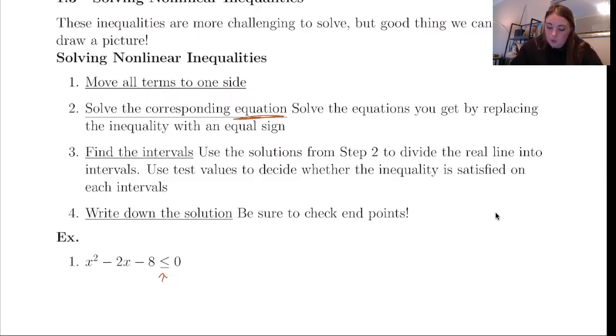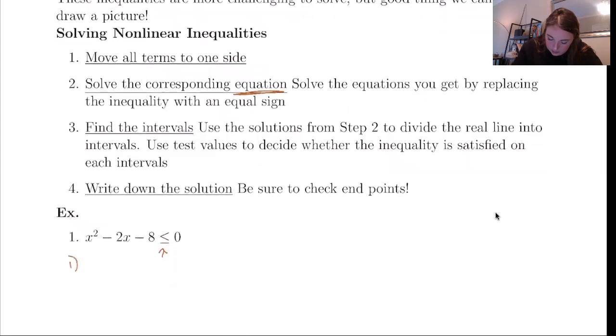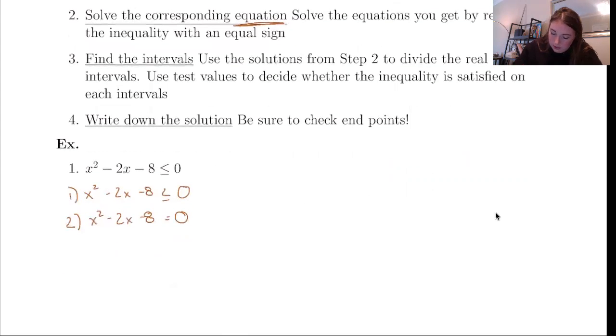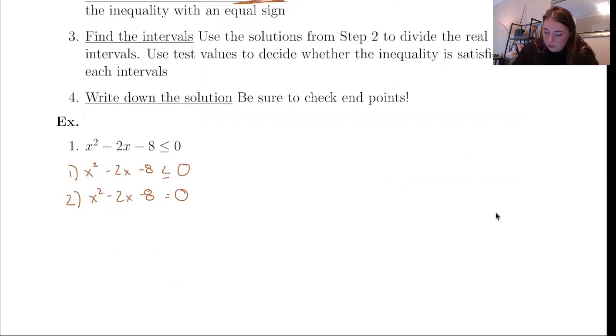So move all terms onto one side. So step 1 is done. We have x squared minus 2x minus 8 less than 0. So I've already moved everything to one side. It was done for me. Now I'm going to solve for when this is an equation. 2 things that multiply to -8, but add to -2. I have not been looking at my notes. See if I wrote this right.